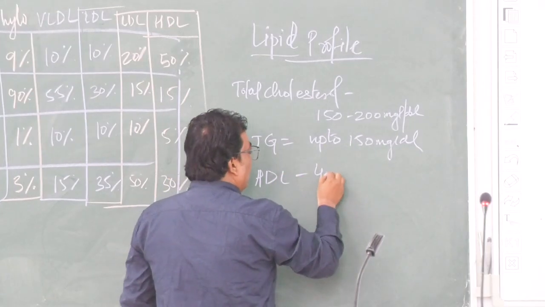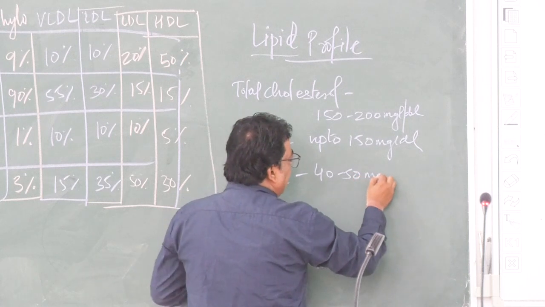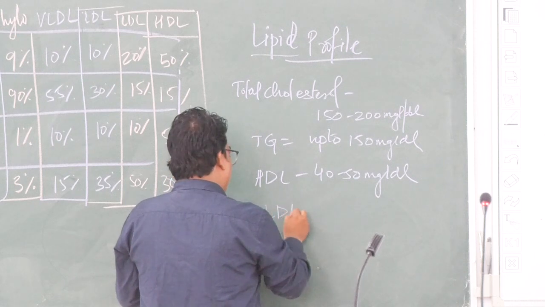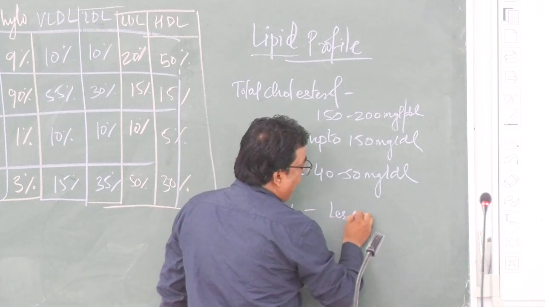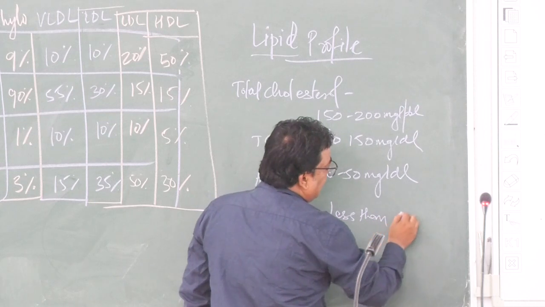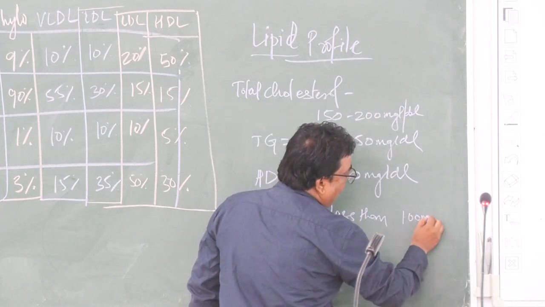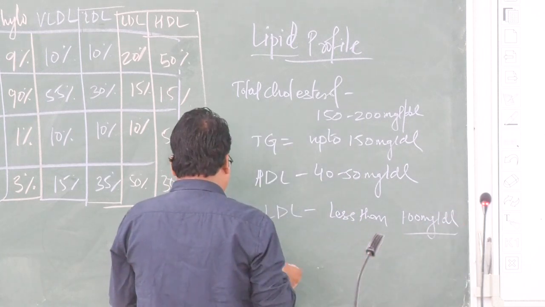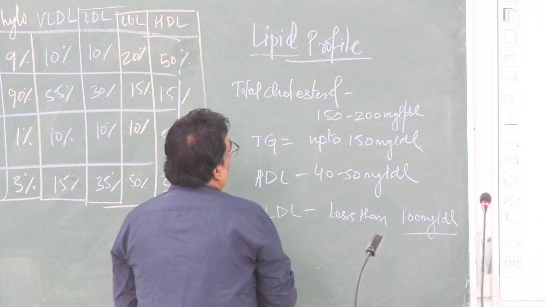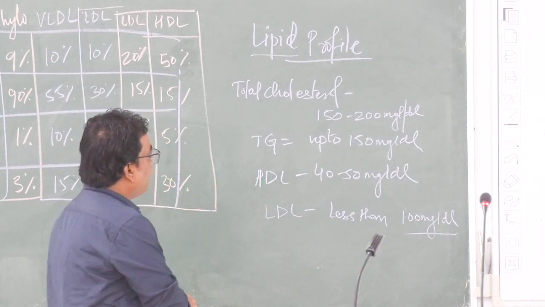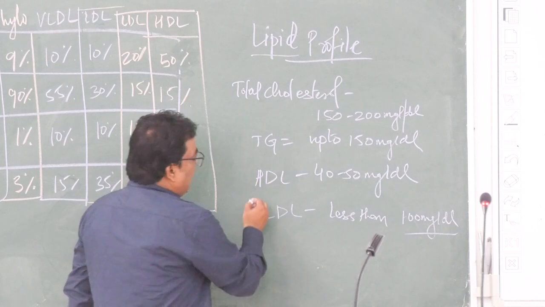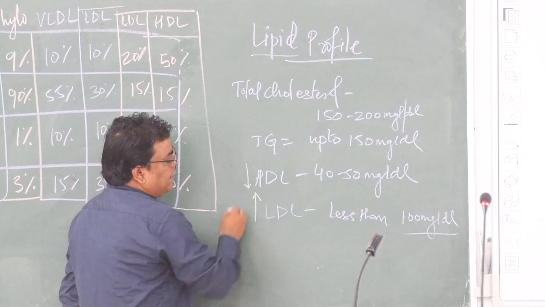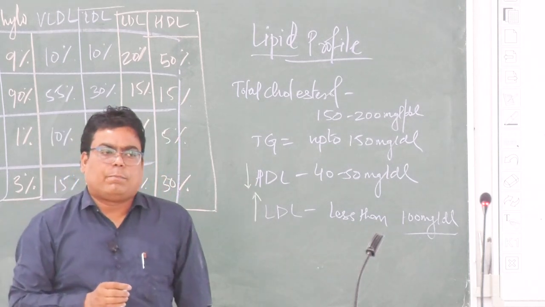HDL is 40 to 50 mg per dl. LDL is less than 100 mg per dl. Now you tell me, if LDL increases and HDL decreases, is it good or bad?